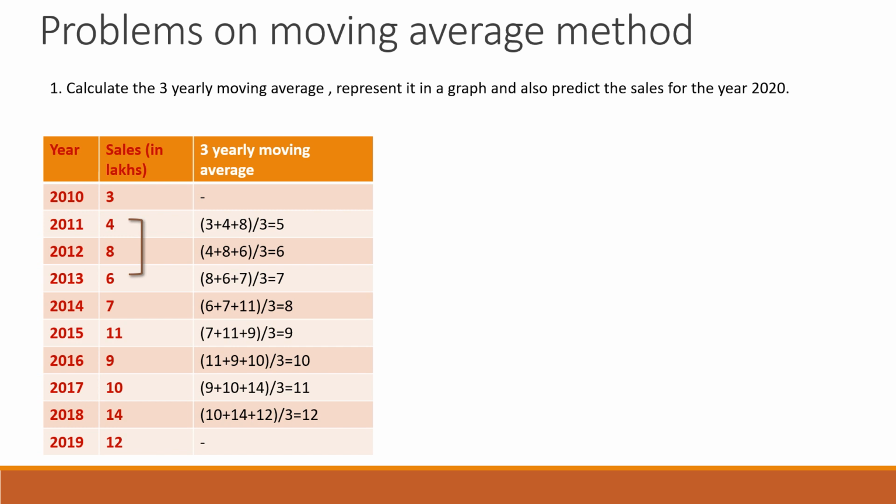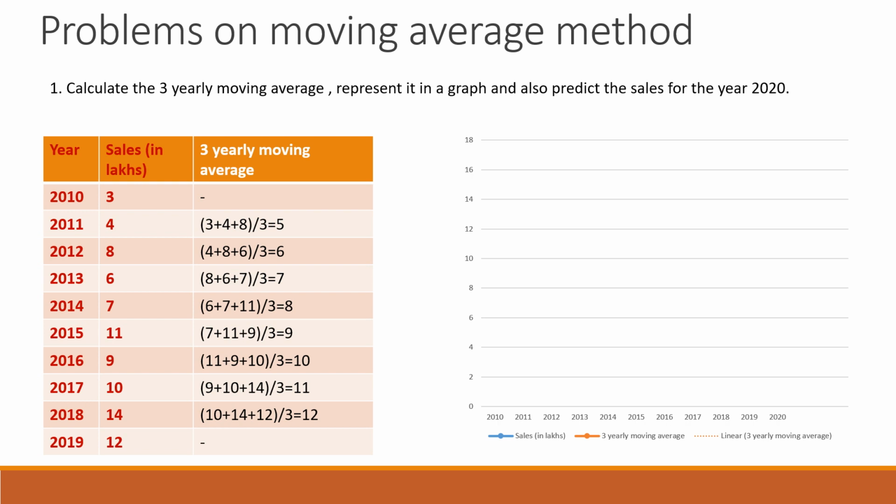and it has to be placed in the 2012 year: 4 plus 8 plus 6 divided by 3. The same procedure needs to be continued until we consider the value of 2019. So in the last, when we take 2017, 18, 19, the last value, the 2019 value 12, is considered. So it stops the calculation of the 3-yearly moving average. So here 10 plus 14 plus 12 divided by 3, the value is 12. For the 3-yearly moving average, the first and the last year do not have a trend value. For this we have to plot the data on a graph.